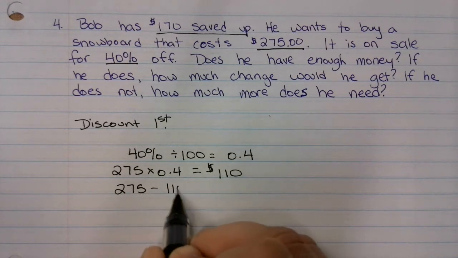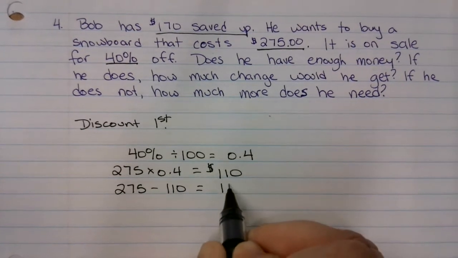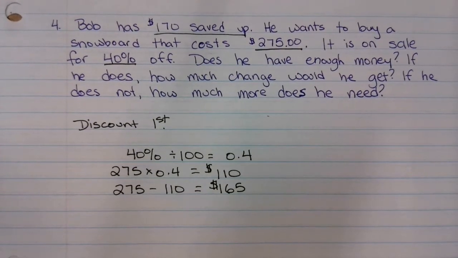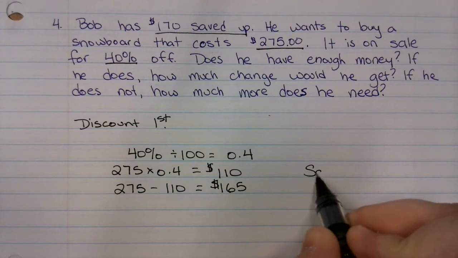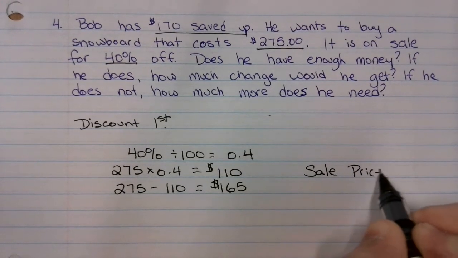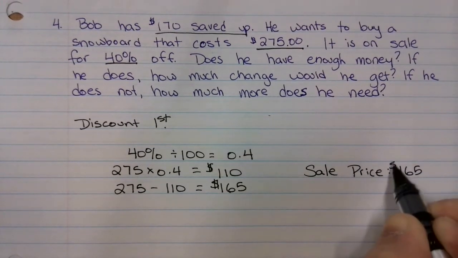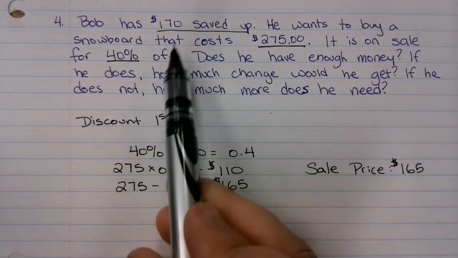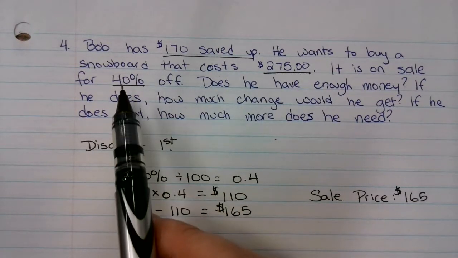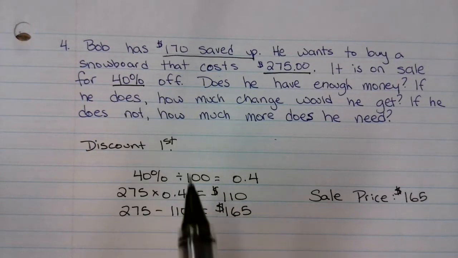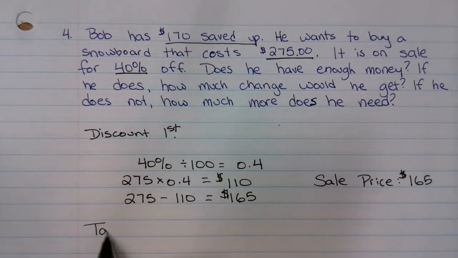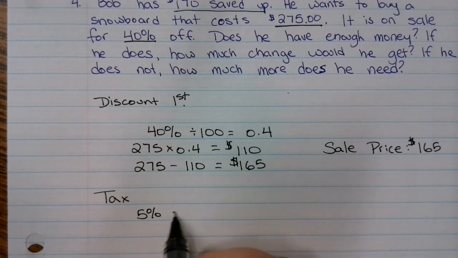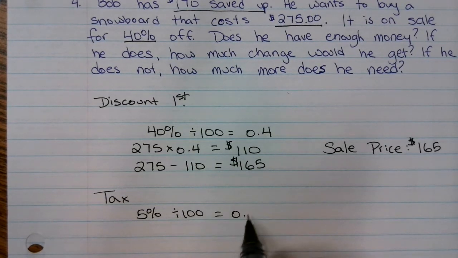275 minus 110 gives me $165. That's the new price of the snowboard. So that's the sale price. Now I can calculate the tax. Notice it doesn't say anything about tax up here, but we're going to have to include that. So 5% GST, divide by 100 to get 0.05.